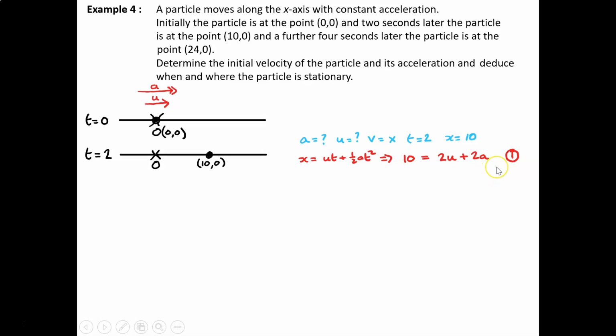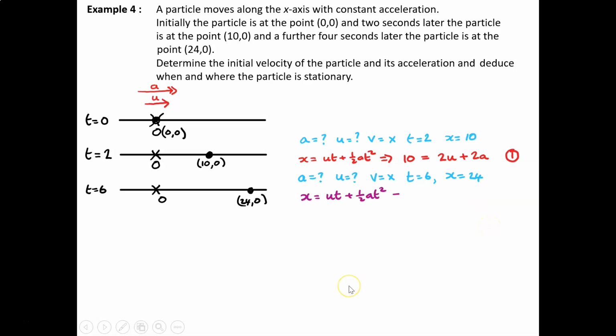So we've got an equation with two unknowns, but we've got another situation, so we're going to call that equation 1. So when t is 6, so 4 seconds later, instead of using between 10 and 24, we're going to use from 0 to 24 because we need to find its initial velocity. So between 0 and 24 is taken 6 seconds. So putting those values in, still need to find a and u. V we don't want. T is 6 and x is 24.